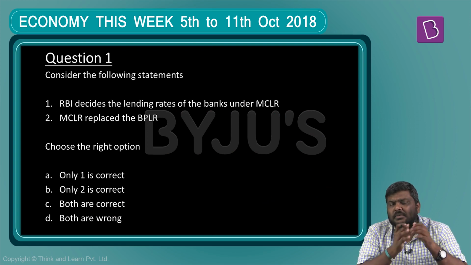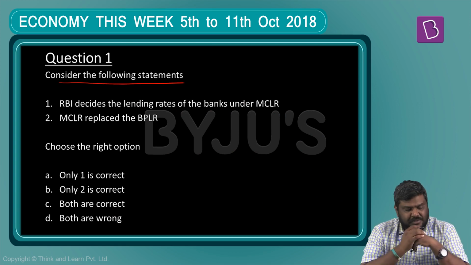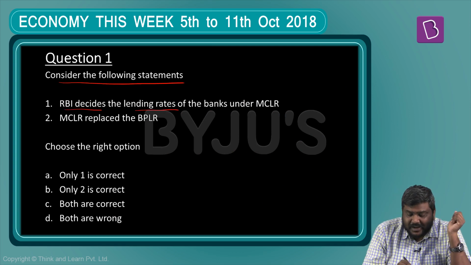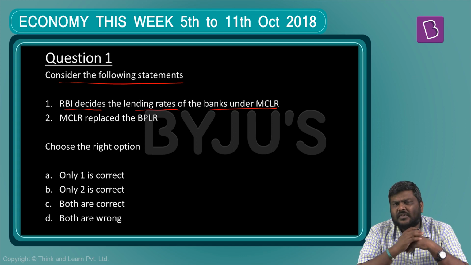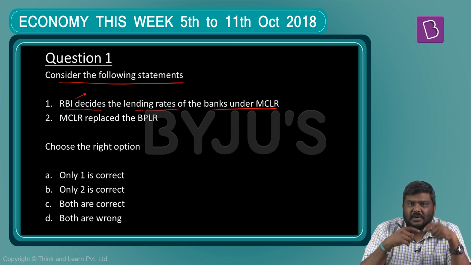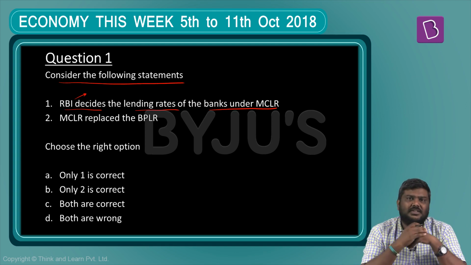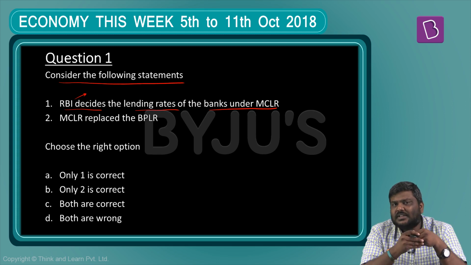Let me start with the multiple choice questions. First question, consider the following statements. RBI decides the lending rates of the banks under MCLR. We have already seen this. The RBI gives certain recommendations or guidelines based on which the banks will decide their own lending rates. That is the reason I have already mentioned this.